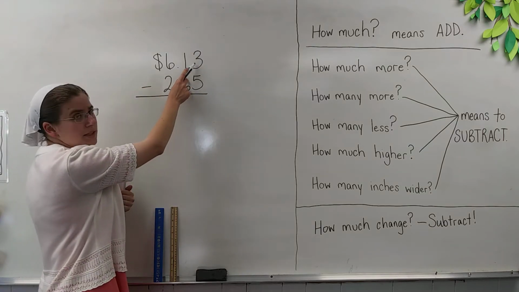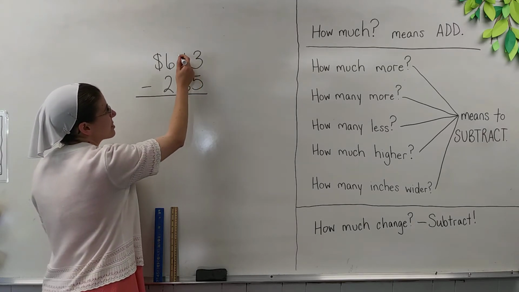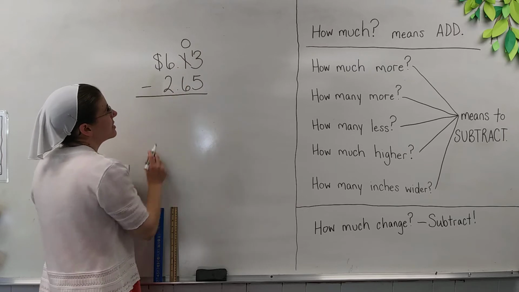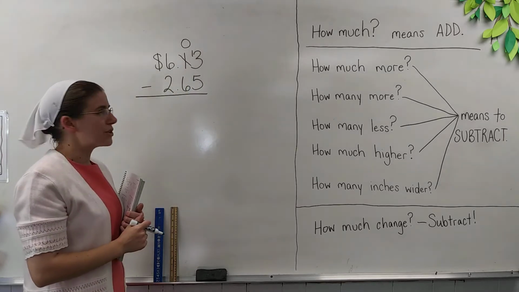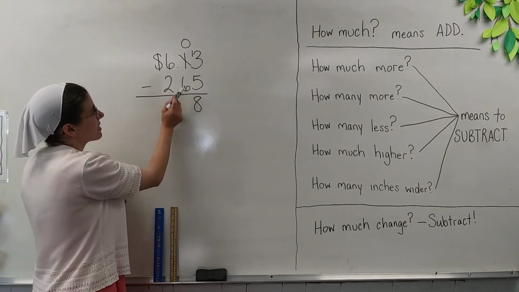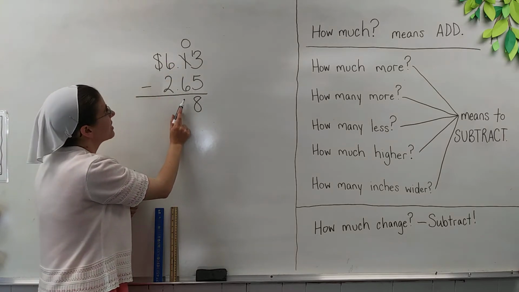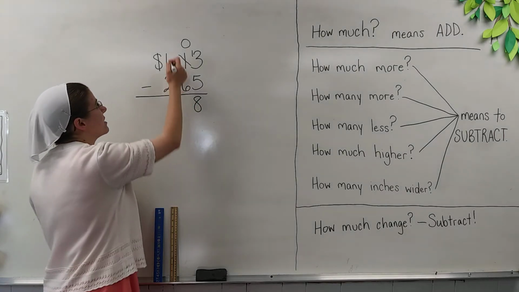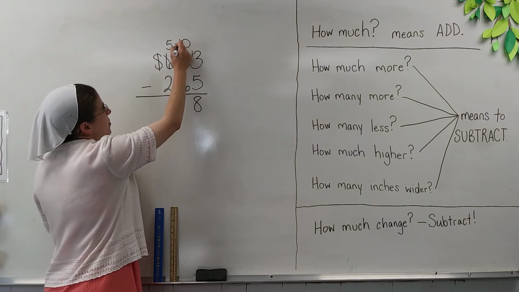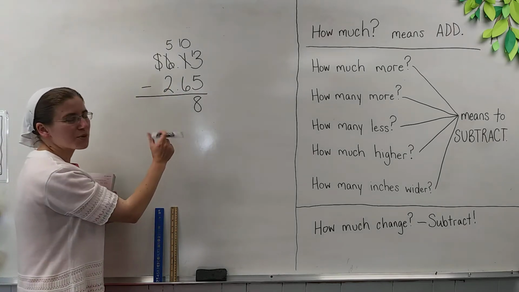If I have 3 cookies in my box, can I take out 5? No, I can't. So I have to borrow from the 1. So I'm going to borrow from the 1. And the 1 becomes a 0 and gives a 1 to the 3. Now it's 13. Take away 5, which is 8. Okay, so we go to the next column. If I have 0 cookies in my box, can I take out 6? Well, that'd be strange. No, I can't do that. So I'm going to have to borrow again. Borrow from my 6. He becomes 1 less, a 5. Gives a 1 to the 0. He becomes a 10. So now we have 10 take away 6 equals 4.